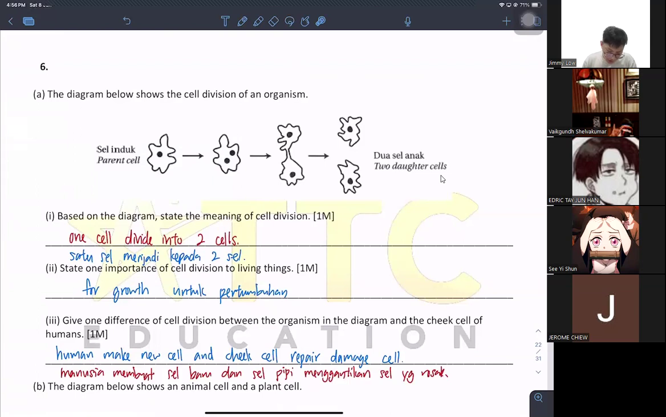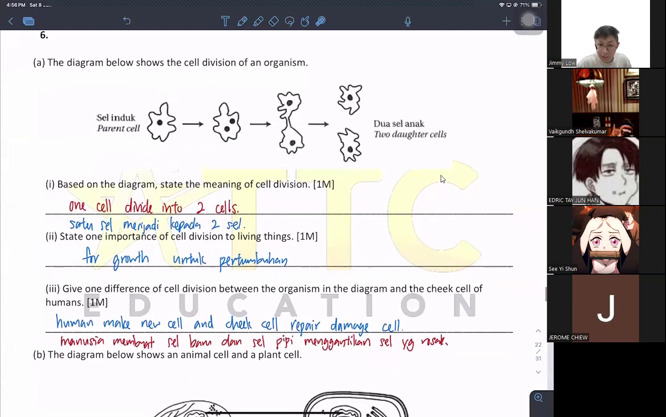So what is the importance of cell division to living things? Living things, we need this for growth. We have a lot of answers here. Also, you can say to repair the damaged cell. Also can to repair the damaged tissue. We have a lot of different answers that can be accepted here.